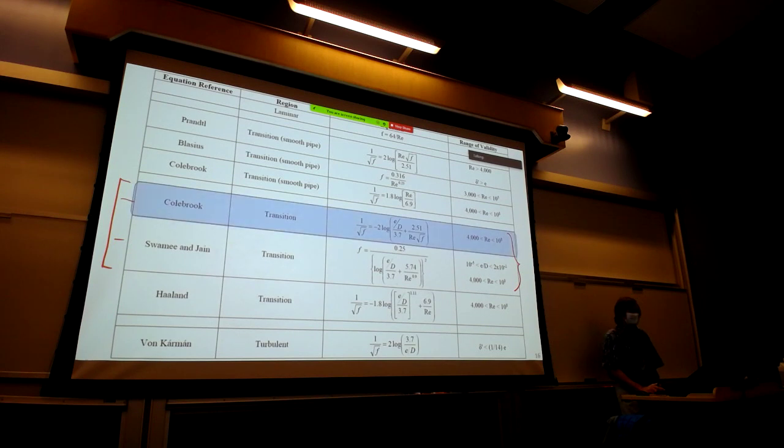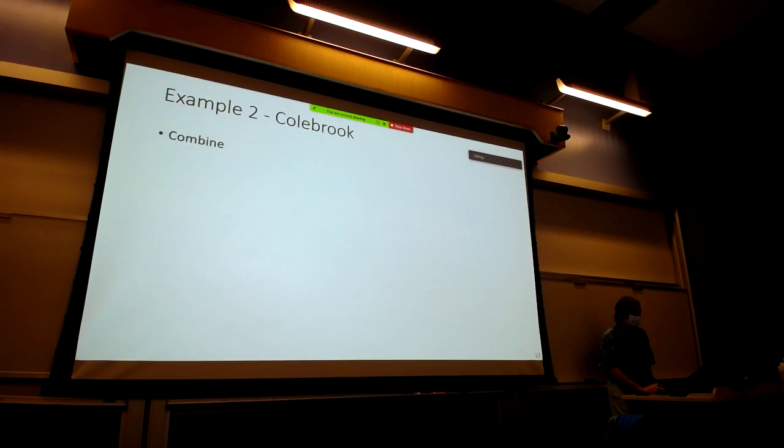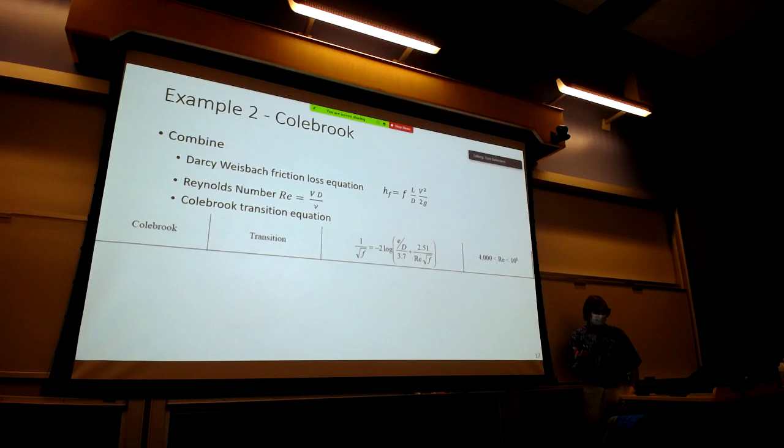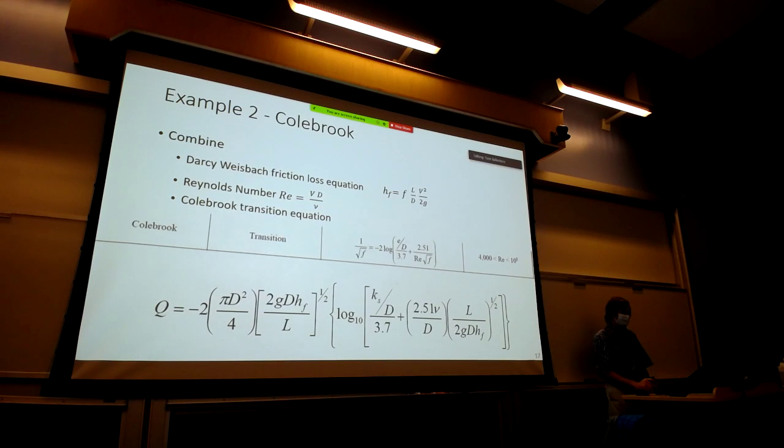So, for the first combination, we're going to take the Darcy-Weisbach equation and combine it with Colebrook's transition equation. So, the Darcy-Weisbach equation looks like this. From the very last slide, the Reynolds number looks like this. And again, from the very last slide, the Colebrook equation looks like this. And this is from the handout from last class. And what you get when you do that combination is the first equation on today's handout.